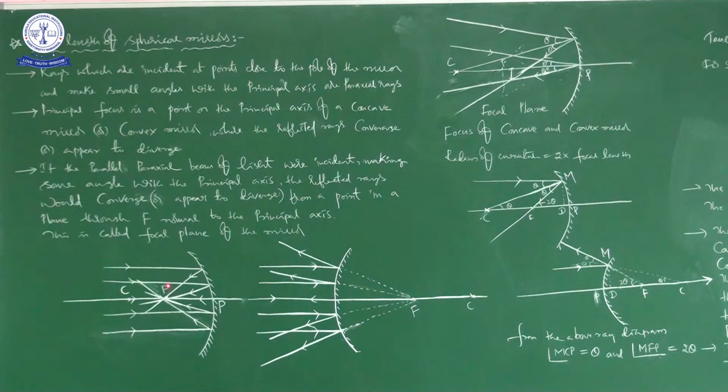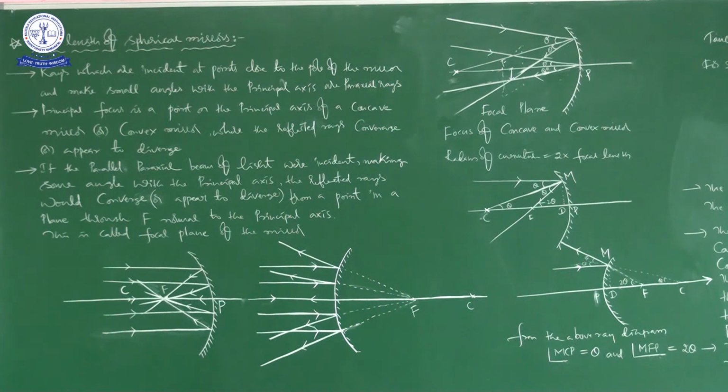Why? Because the rays actually meet at the focus, that's why they are solid lines. Here the rays are not actually meeting but appear to meet. These are the diverged reflected rays. If we extend them back, they will meet at a point, at the focus. That is the point where all the reflected rays appear to meet, not actually meet.